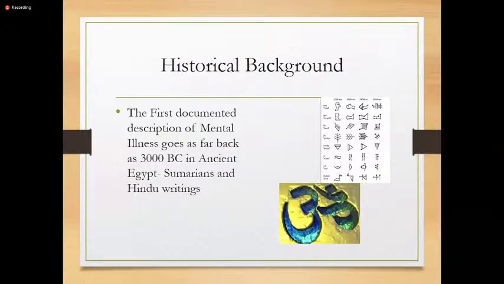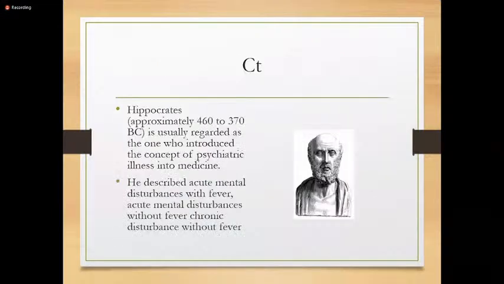But we still do have documentation. The first documented description of mental illness goes as far back as 3000 BC in ancient Egypt, the Sumerians, and the Hindu writings. And we do know, of course, that documentation and writing originated from these ancient civilizations. So we expect that if there's going to be documentation, that's where it's going to come from.